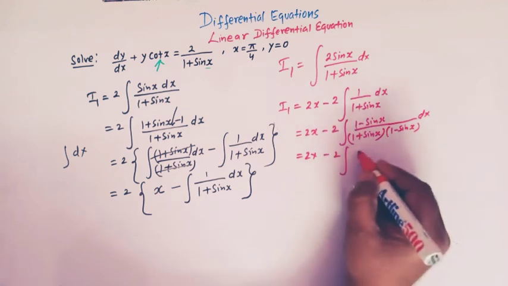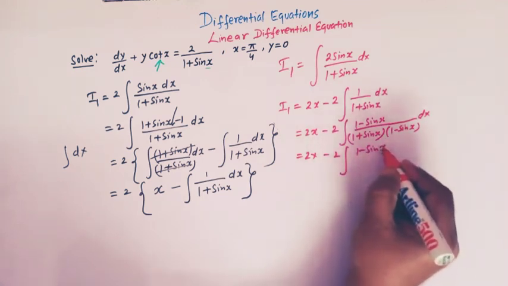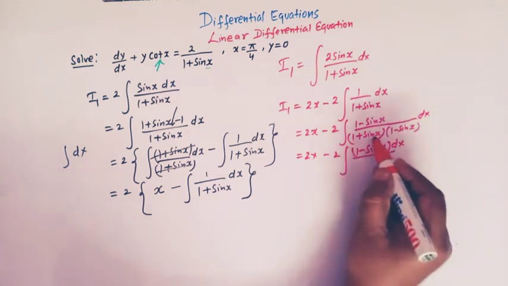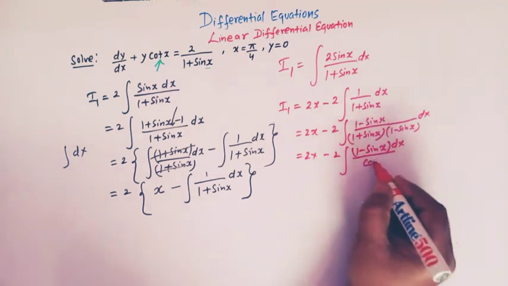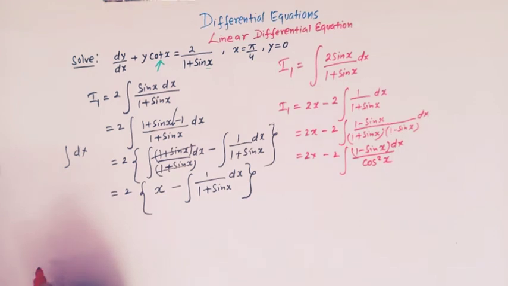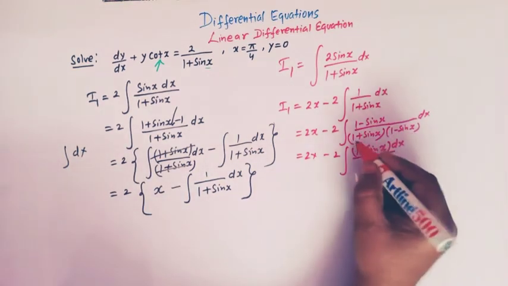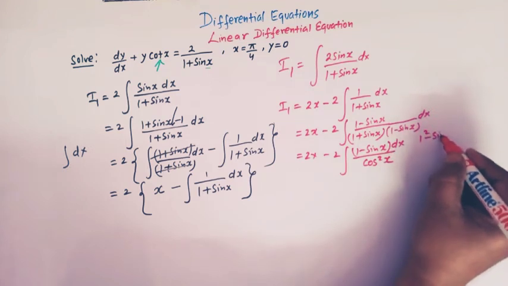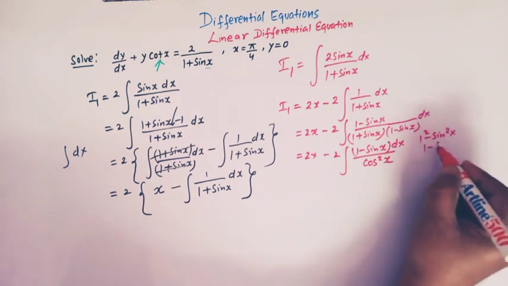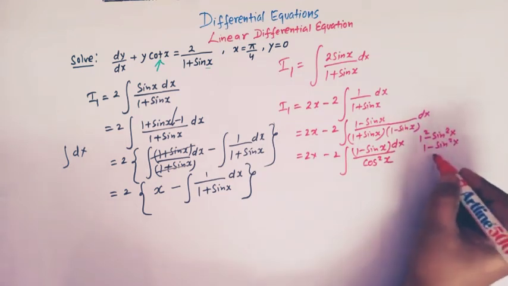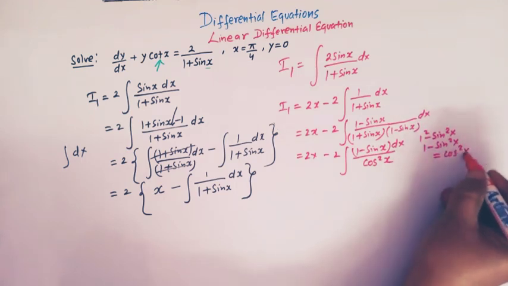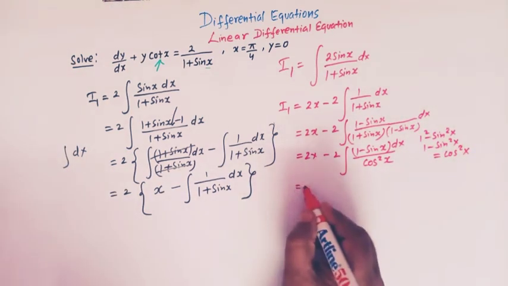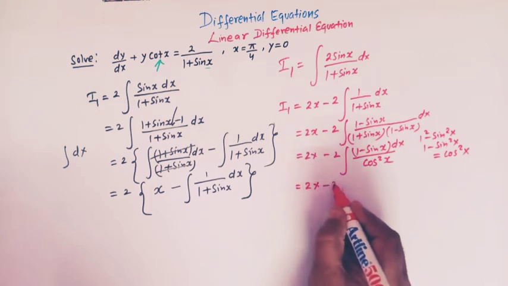So we have here 1 minus sine x, and here we have 1 plus sine x times 1 minus sine x, that is cos square x, right? Because 1 plus sine x times 1 minus sine x is 1 square minus sine square x, which is 1 minus sine square x, that is cos square x, right? So now we have 2x minus 2.